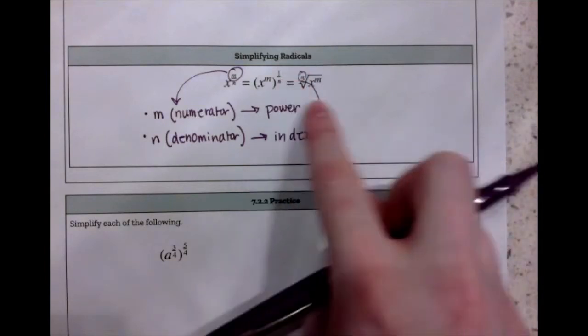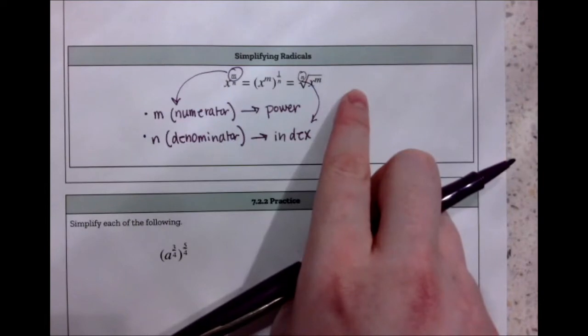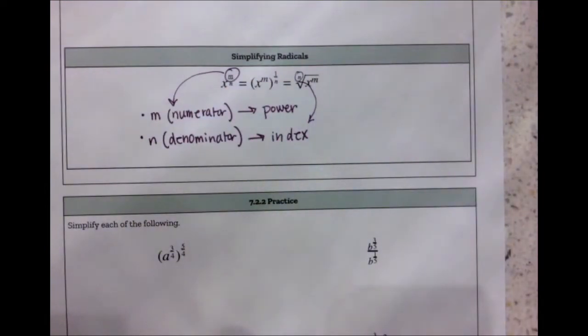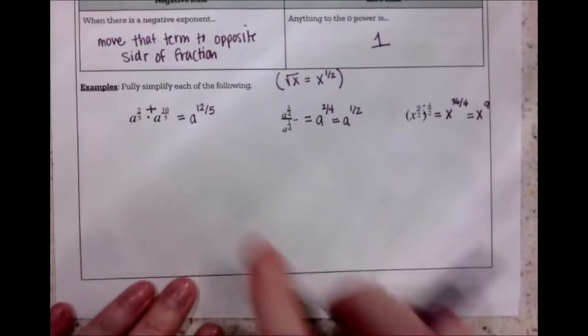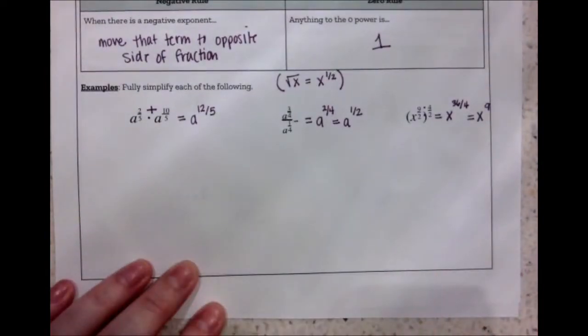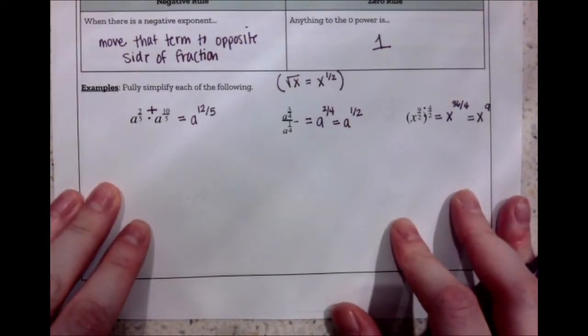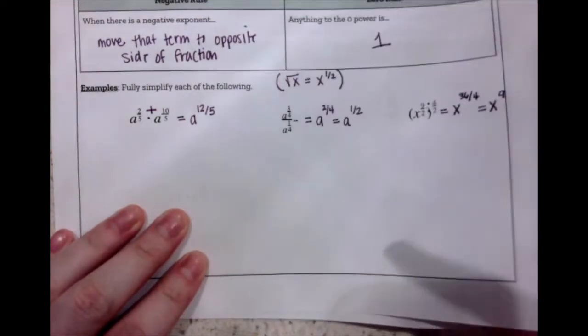And you're going to have to practice this and look at this pretty much every time for the first couple days. And then once you get the hang of it, you'll just start to remember that pattern. So now let's go back to our examples on the front. And we have our examples here, and I'm going to convert them using that pattern. So again, your numerator becomes the power, your denominator becomes the index.